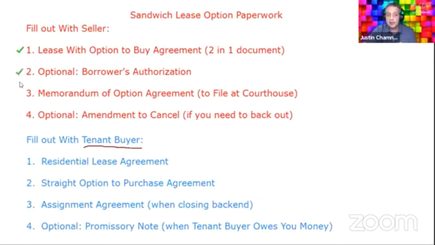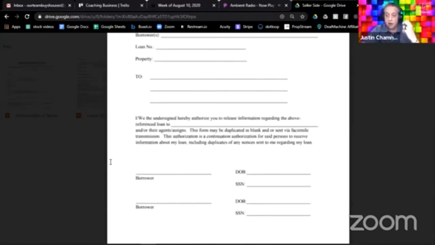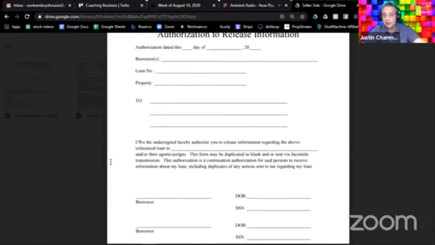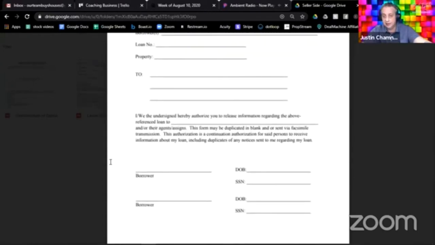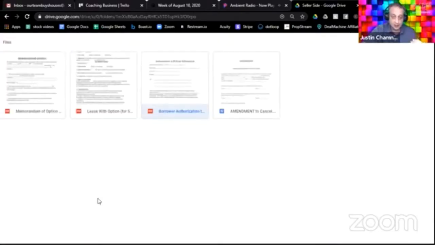Also in that folder is an optional borrower's authorization. What do I mean by that? I'll show it to you right now. Authorization to release information. If you ever find yourself in a situation where, like Vernon is saying, the homeowner wants him to contact the mortgage company, get permission to get information and step in and manage the account, then this is a document that Vernon will want to use. It was a great example tonight when you brought this up. This is something you'll want to have in your kit just in case. It's an optional thing. You won't need it every deal, but it is in there.